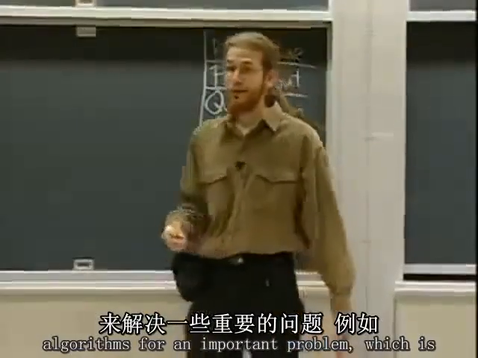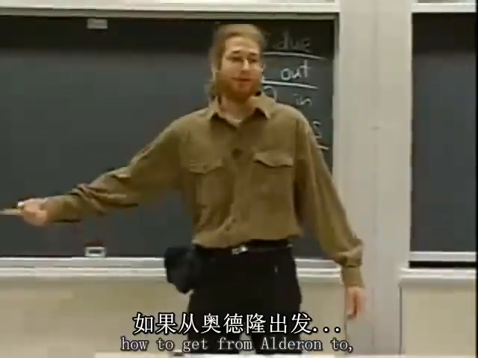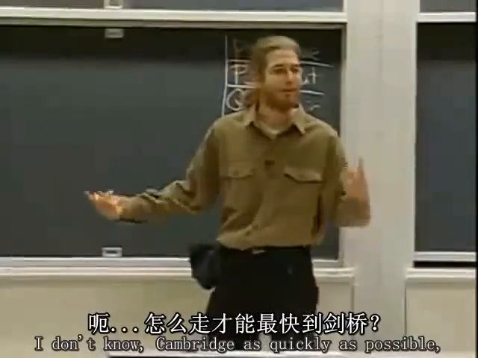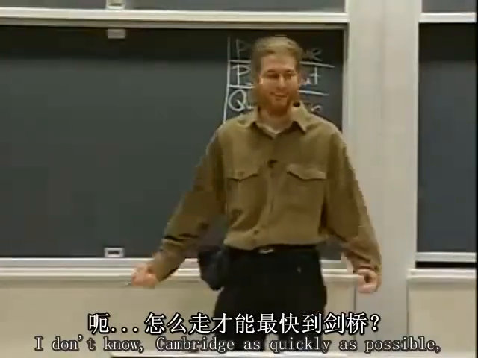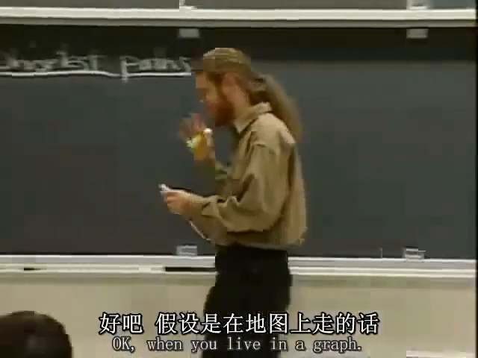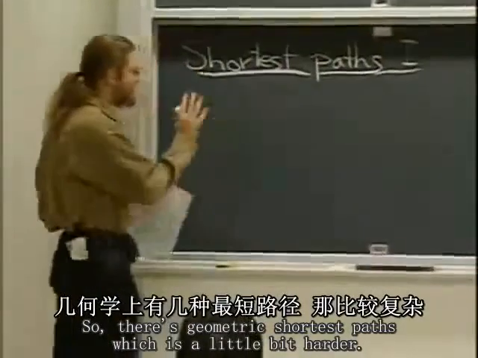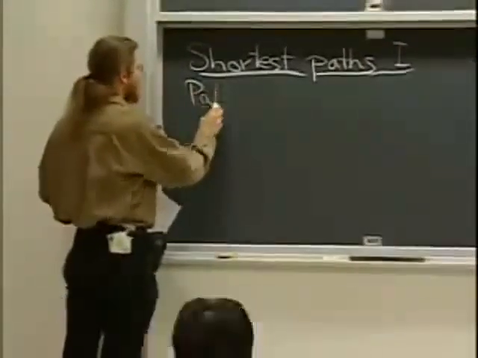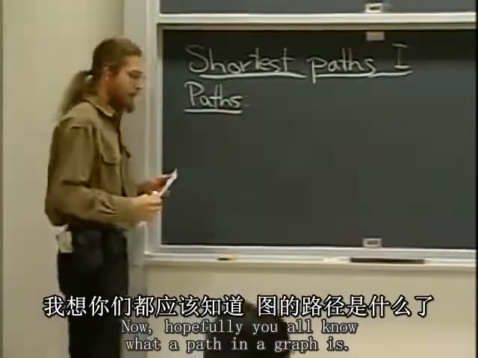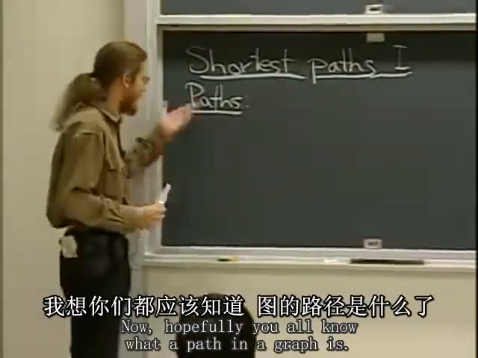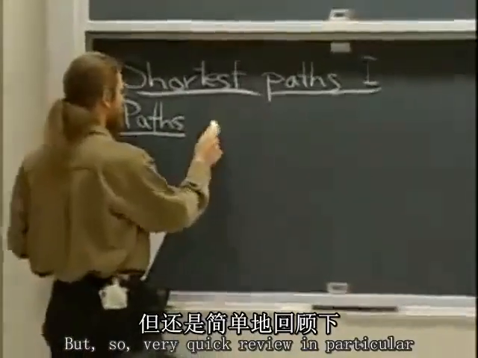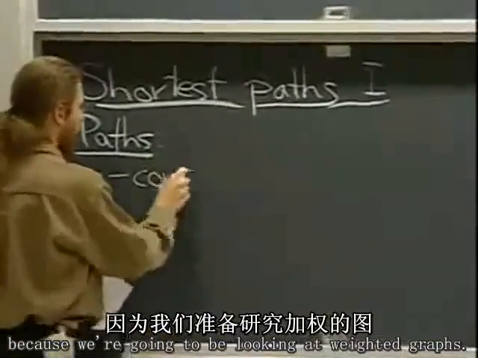which is how to get from Alderaan to, I don't know, Cambridge as quickly as possible, when you live in a graph. So there's geometric shortest paths, which is a little bit harder. Here we're just going to look at shortest paths in graphs. Now, hopefully you all know what a path in a graph is, but some very quick review, in particular because we're going to be looking at weighted graphs.